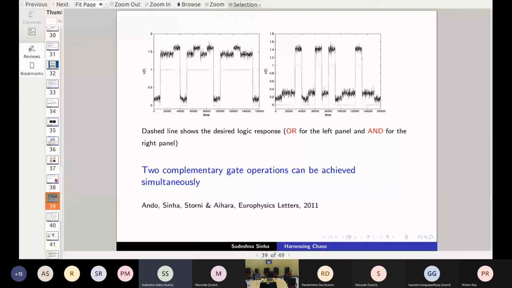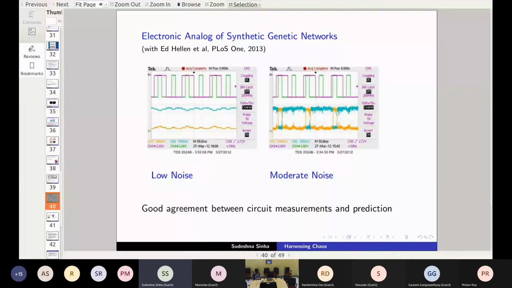And later on, Ed Helen managed to get an electronic analog of this. It was not as easy as the other ones. He had to work a bit hard. His student, I think, even got a PhD out of it. But again, the bottom line is exactly that. Here is low noise. You can see that either it's stuck on top or it's stuck at the bottom. This gives no output. But at moderate noise, it is switching exactly like you want it. So too much switch is bad, too little switch is bad, moderate noise is good, as said before.